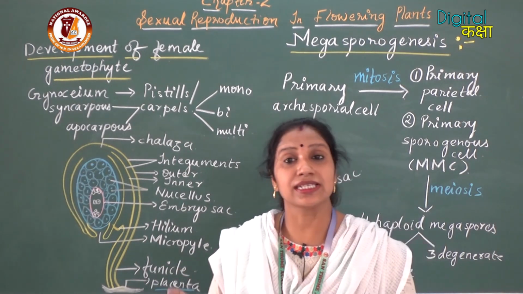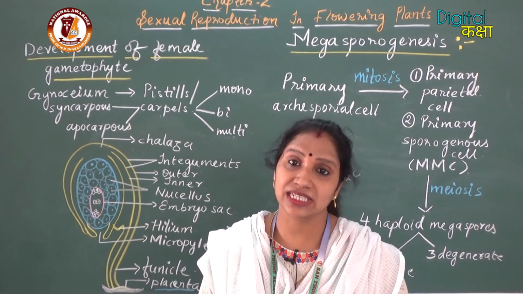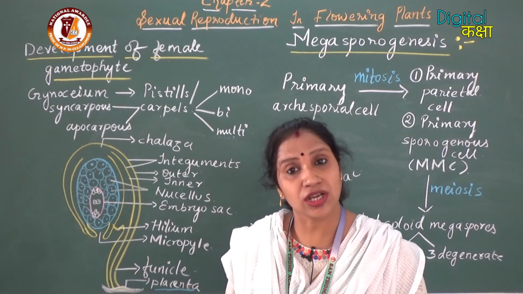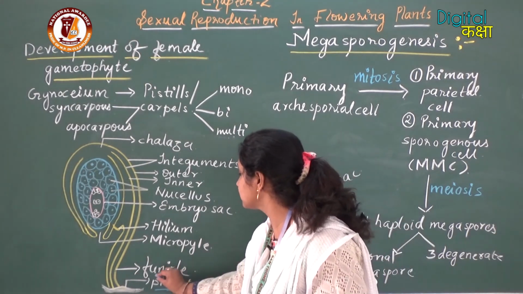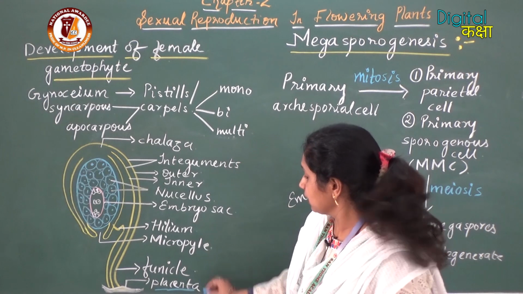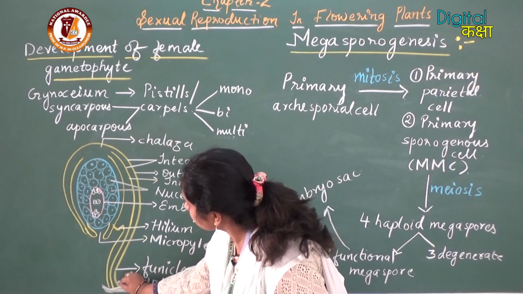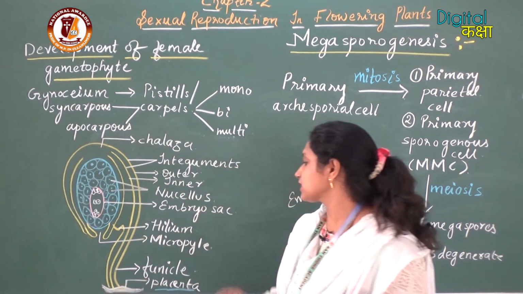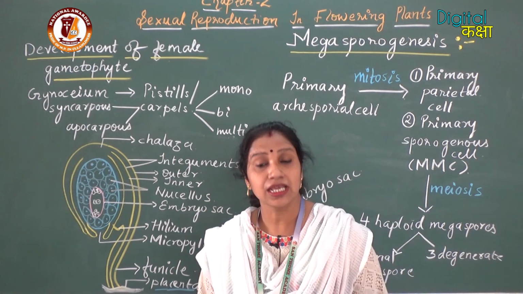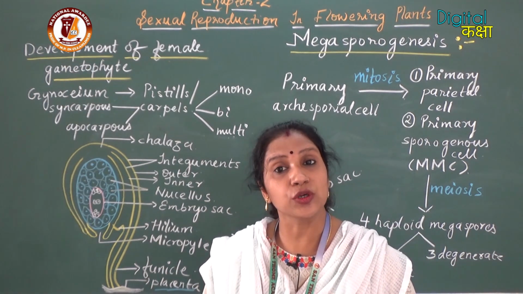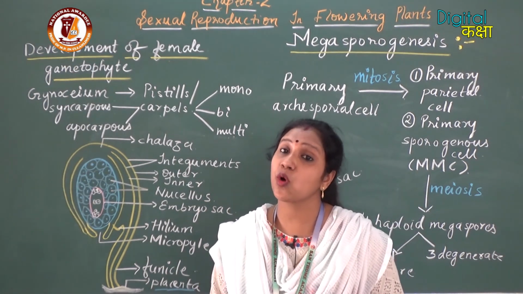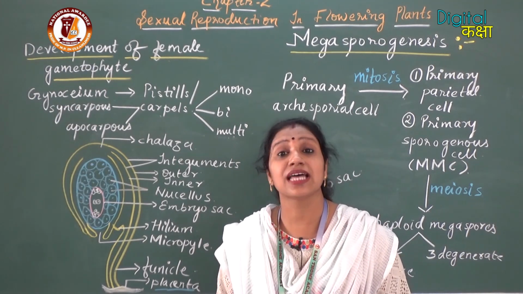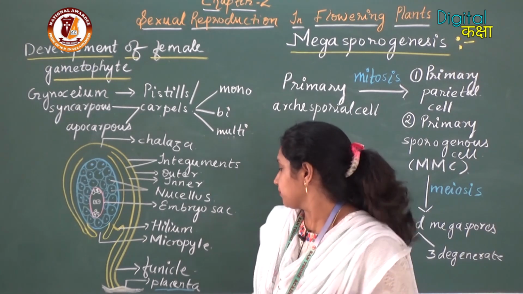The ovule is attached to the placenta by a stalk-like structure called the funicle. Here you can see this stalk-like structure. This stalk-like structure is called the funicle. By the funicle, the ovule is attached to the wall of the ovary, that is the placenta.